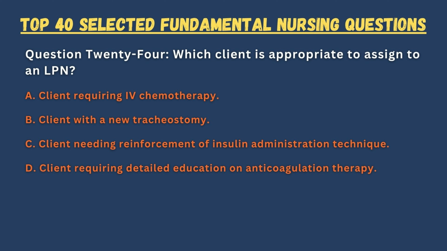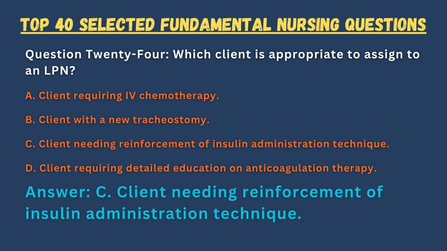Answer. B. Assign the UAP to remain with the client. Question 24. Which client is appropriate to assign to an LPN? A. Client requiring IV chemotherapy. B. Client with a new tracheostomy. C. Client needing reinforcement of insulin administration technique. D. Client requiring detailed education on anticoagulation therapy.